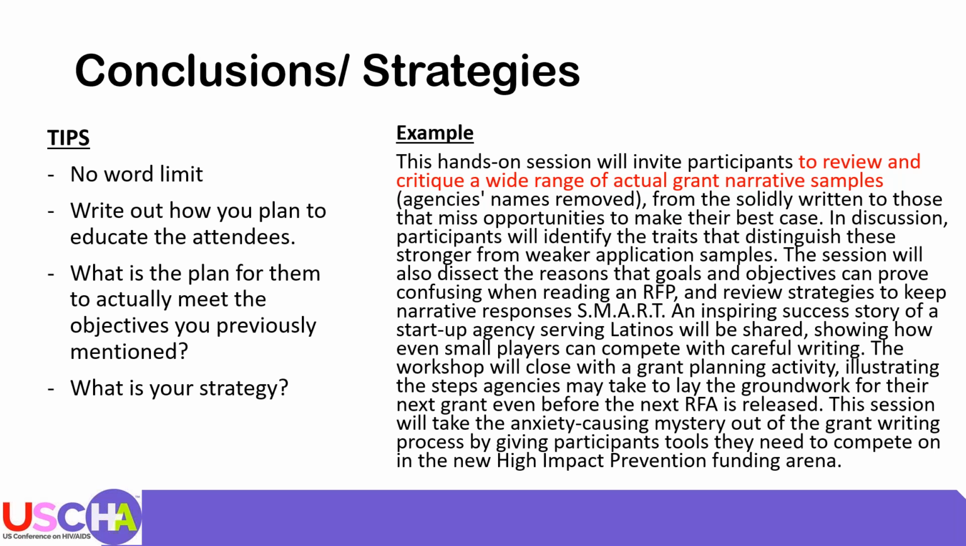In the example, you'll see the first sentence says, this hands-on session will invite participants to review and critique a wide range of actual grant narrative samples. That's what they're doing. That's how it's interactive. That's how those attendees are going to learn about grant writing. It gives them hands-on experience. This is the type of example you want to give in this portion of the abstract writing.